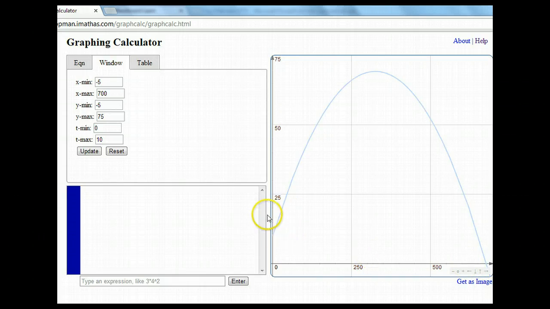Okay. Now, if you have a handheld calculator, it may trace the t value for you. It doesn't on this one, but we'll talk about how to do it. All right, so what was our maximum height?